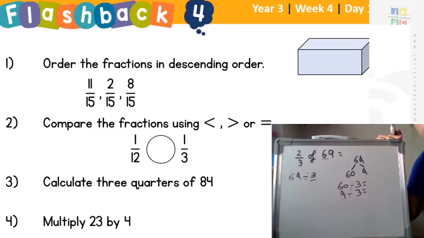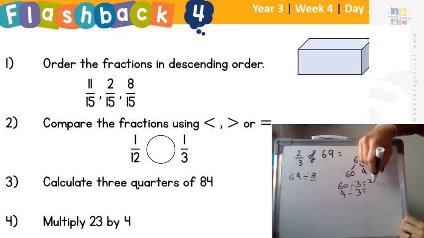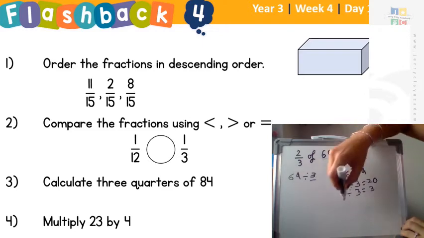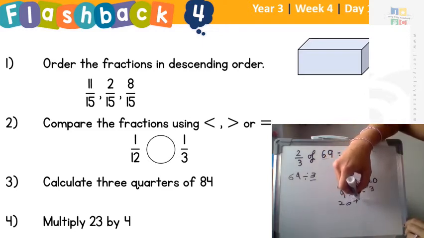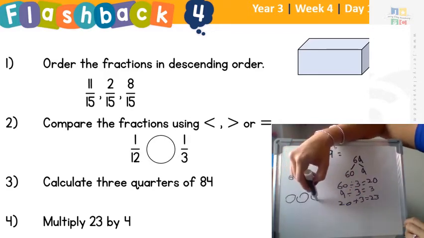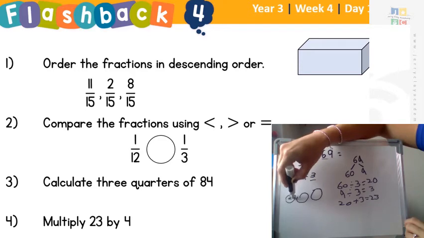Now 3s into 60 is quite difficult, so let's take off my 0. How many 3s go into 6? 3, 6, my answer is 2, but I need to put my 0 back on because I've taken it off. How many 3s go into 9? Well, there's 3, 6, 9, so it's 3. Now if I add these two numbers together, 20 add 3 is 23. So I know then in each of my parts I'm going to have 23.